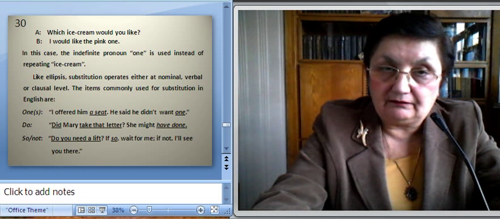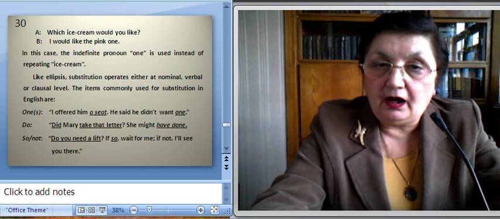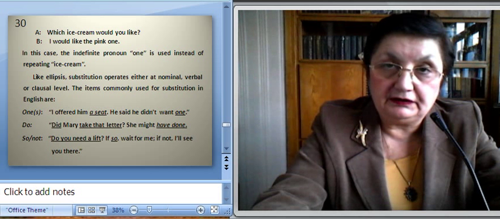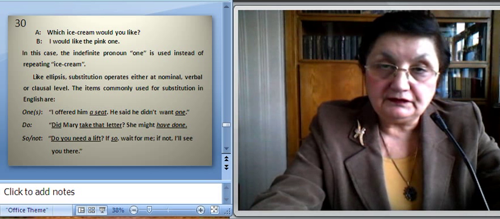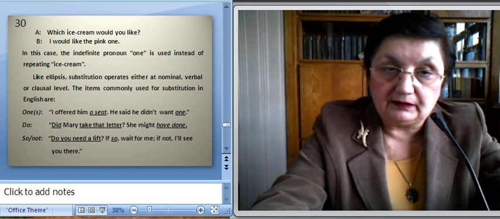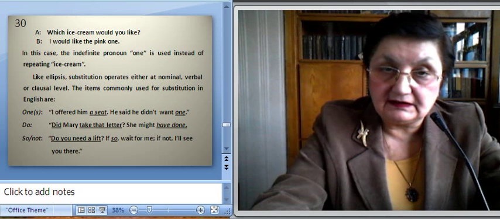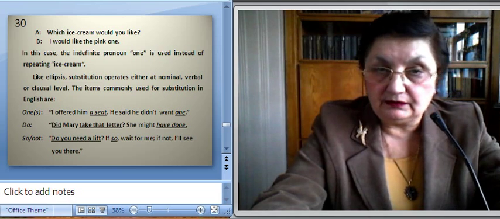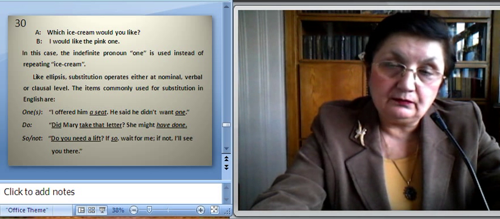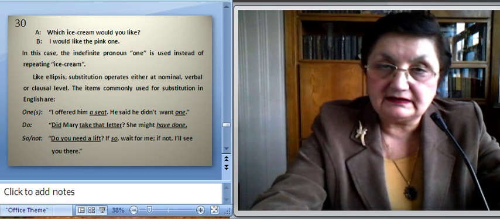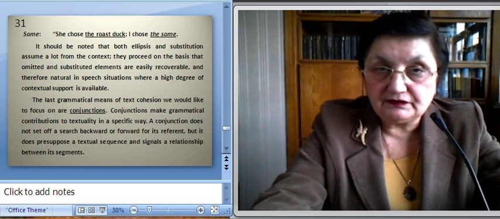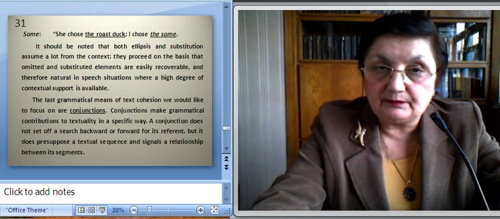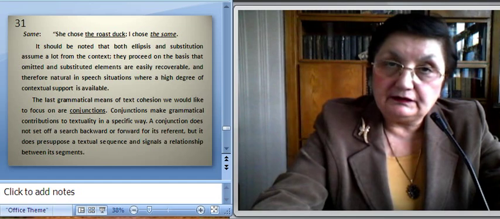So or not? Do you need a lift? If so, wait for me. If not, I'll see you there. And the last item is same. She chose the roast duck. I chose the same. It should be noted that both ellipsis and substitution assume a lot from the context. They proceed on the basis that omitted and substituted elements are easily recoverable and therefore natural in speech situations where a high degree of contextual support is available.